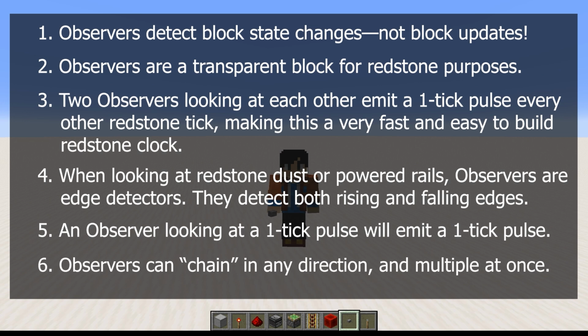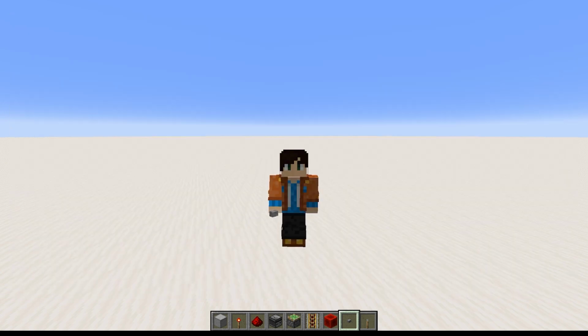Sixth, observers don't have to be at the end of a powered rail for the aforementioned chaining to work. One powered rail line can trigger multiple observers at once, which can be useful if you want a single button or lever or pressure plate to activate multiple things at once. This is how the digital number display works.